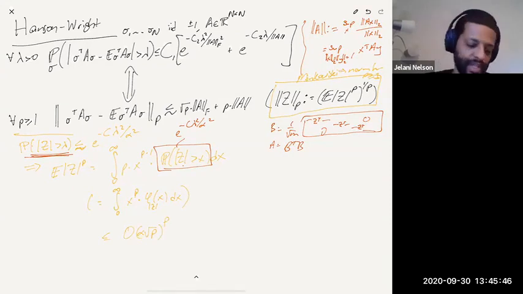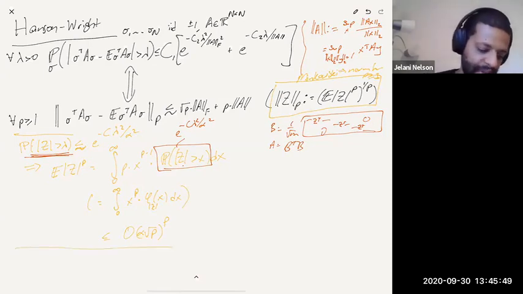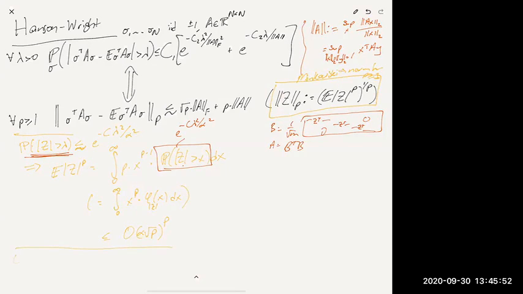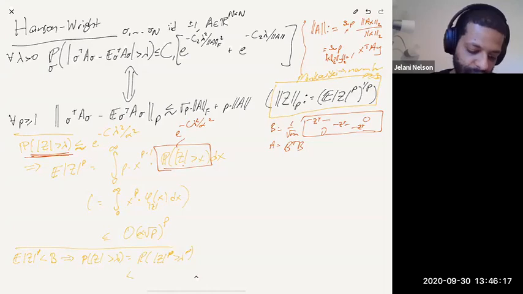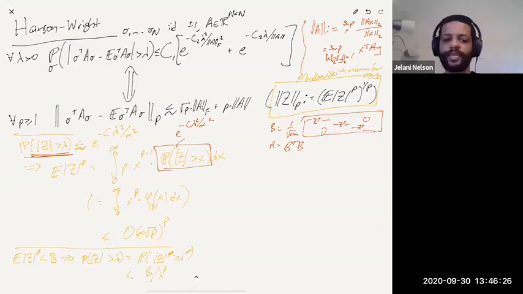And similarly, in the other direction, if you tell me that the pth moment of z is bounded by something, say b, then the probability that z is bigger than lambda is equal to the probability that z to the p is bigger than lambda to the p. But by Markov, that's less than b over lambda to the p. This is Markov's inequality.